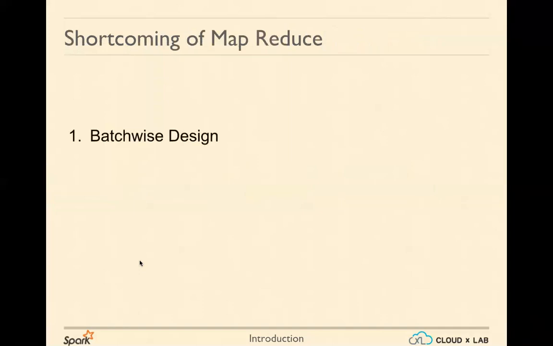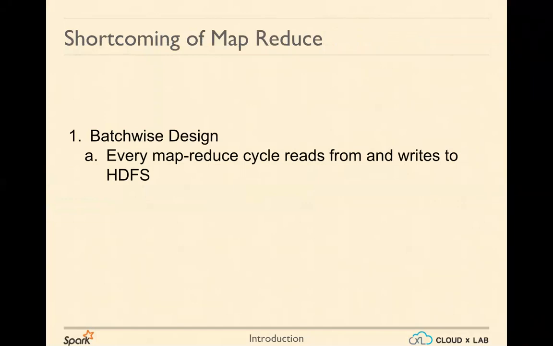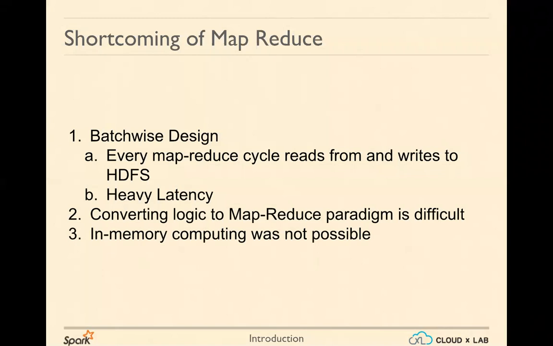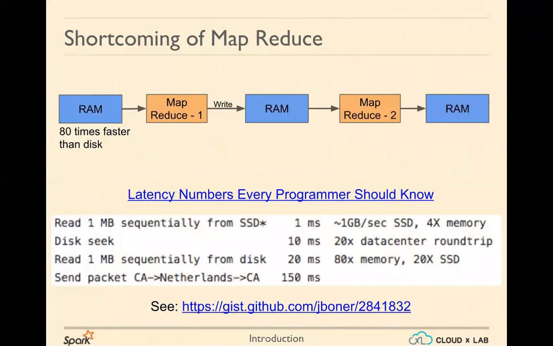Hadoop MapReduce was basically a batch-wise design, meaning every MapReduce cycle reads from and writes to HDFS. There was heavy latency involved because it took time to read the data from HDFS, and also time to launch the mapper and reducer every time. Also, converting the logic to MapReduce was difficult, even for seasoned architects and programmers, and in-memory computing wasn't really possible. Those were the shortcomings of MapReduce.